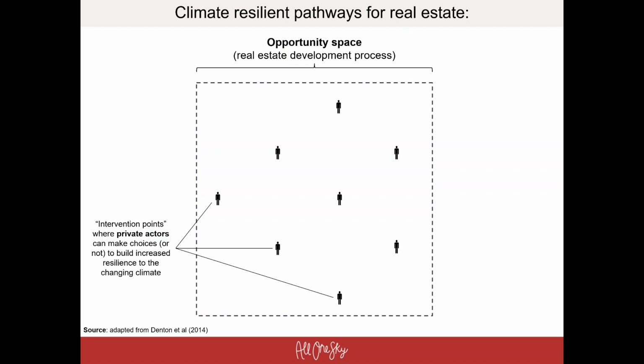Now I want to talk a little bit about the approach that we took to the study. It's grounded in the concept of climate resilience pathways, which you can think of as trajectories for real estate development in BC that combine adaptation and mitigation to reduce climate change impacts in the long term to realize sustainable growth. So we're looking at how the real estate development process can move along a climate resilience pathway. We view the development process itself as an opportunity space where a range of different private actors throughout the full process can make choices, and those choices can be in response to climate change.